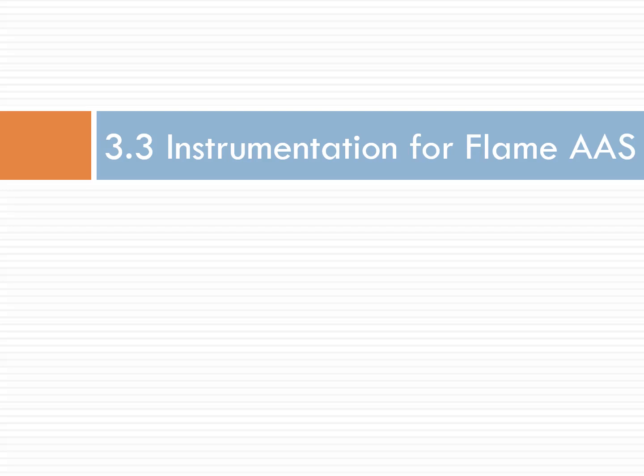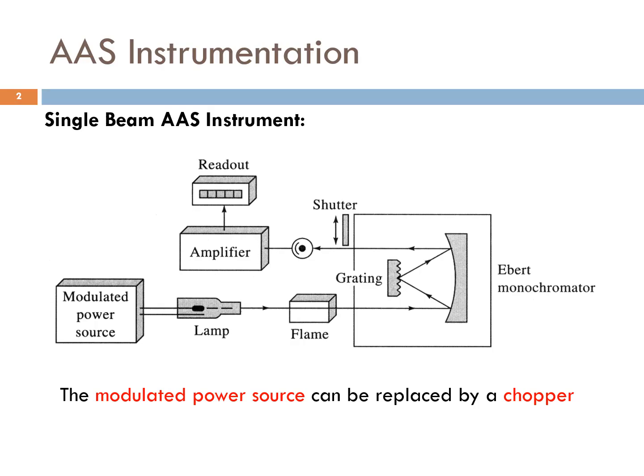Implementation for flame AAS. Okay, this is the single beam AAS instrument. These are the components. The first component is the modulated power source. The modulated power source here acts to switch the source off and on. Okay, these are the sources. The hollow cathode lamp here is the source.